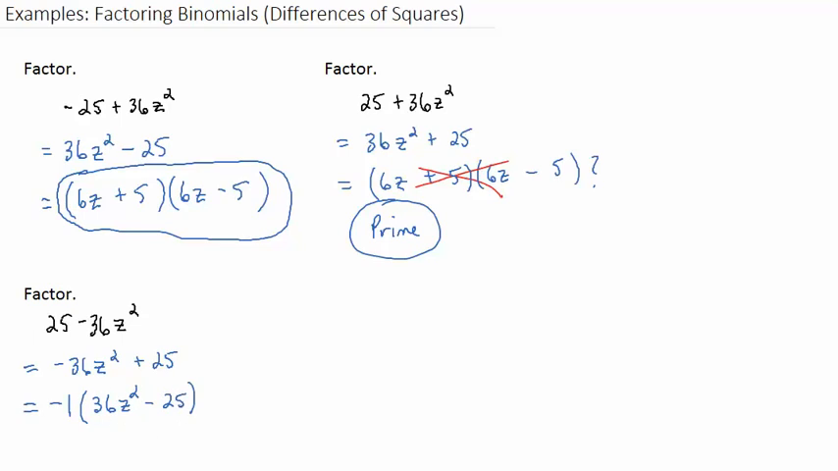And now, inside, we have a difference of two squares. So I carry my negative 1 down, and I factor the difference of two squares using the conjugates 6z plus 5 times 6z minus 5, and we're done. So these problems are all very similar, but you can see how they work out a little differently. Let's do another one.